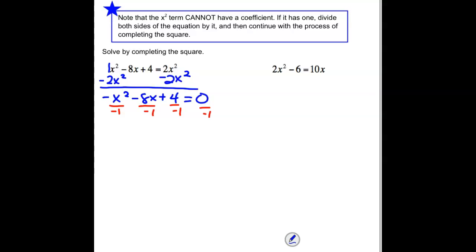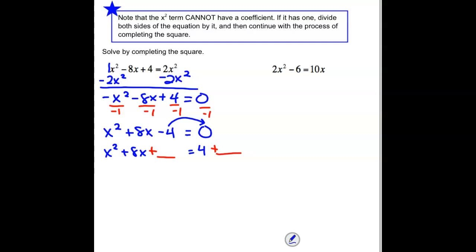Our first term becomes a positive x squared now, which is what we need. Our second term becomes a positive 8x, and our third term becomes a negative 4. 0 divided by anything is still 0. And now it's the type of question that we can complete the square. So we're going to bring the negative 4 to the other side, leave a little space where it was, so that we can complete the square. We can figure out what that missing number should be.